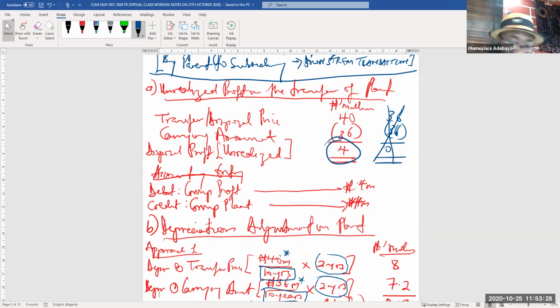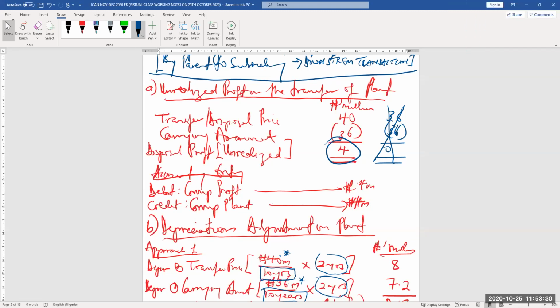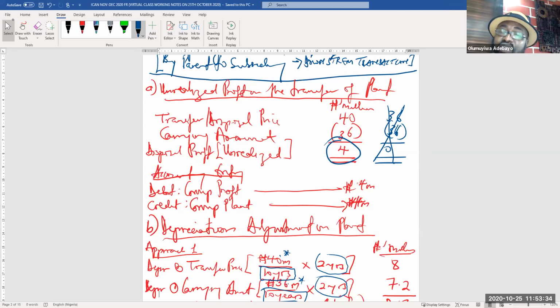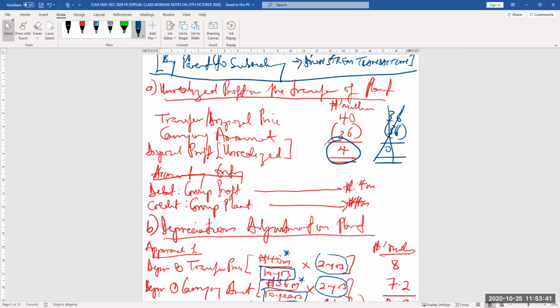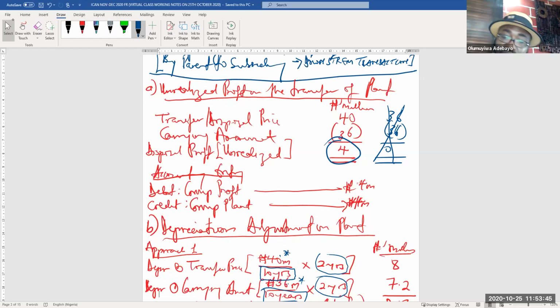Okay. So we bring it back to the group plant. It is already in group plant, but it's there at a wrong value of 40 instead of 36. What you do is remove that 4 that is wrong out of the 40 to bring it back to 36. Okay. Thank you. Okay, now let me come back to the accounting entry.